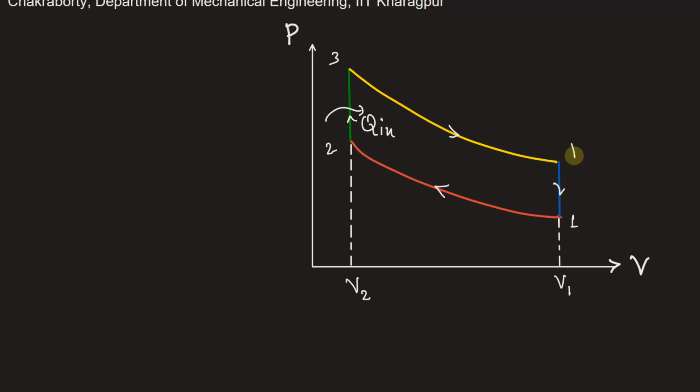From process 4 to 1, heat is getting out of the system, and this also takes place at constant volume, let's say V1. So V1 and V4 are equal, and V2 and V3 are equal. From process 2 to 3, it is heat addition at constant volume. So this volume from 0 to this is called Vc, that is compression volume. And from V1 to V2, this is called swept volume, V swept.